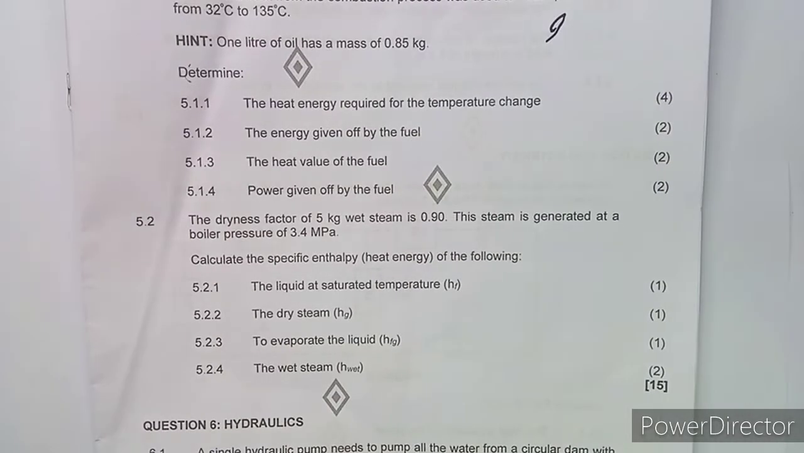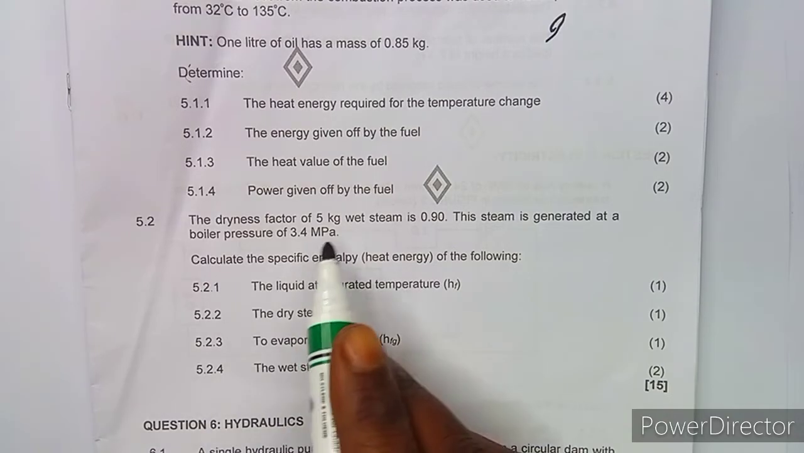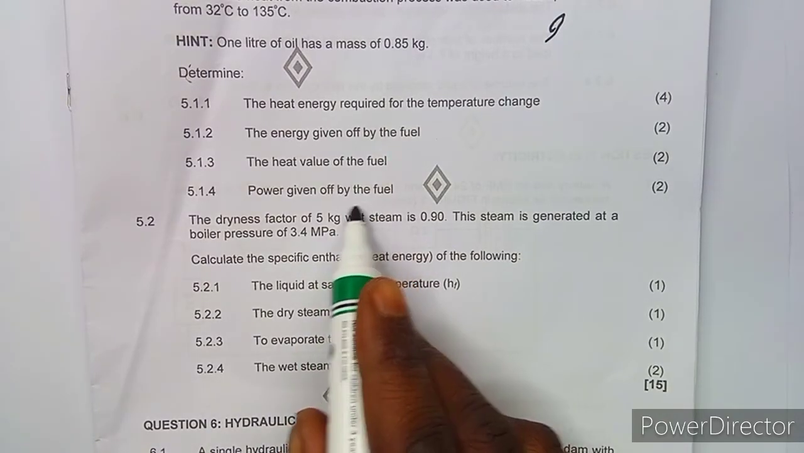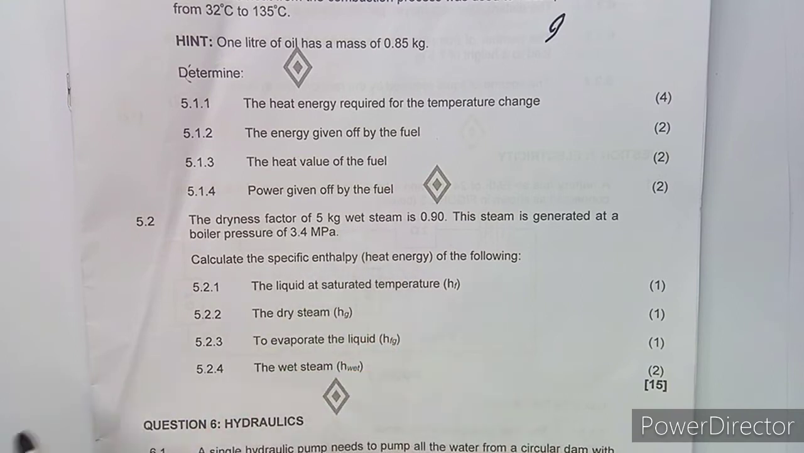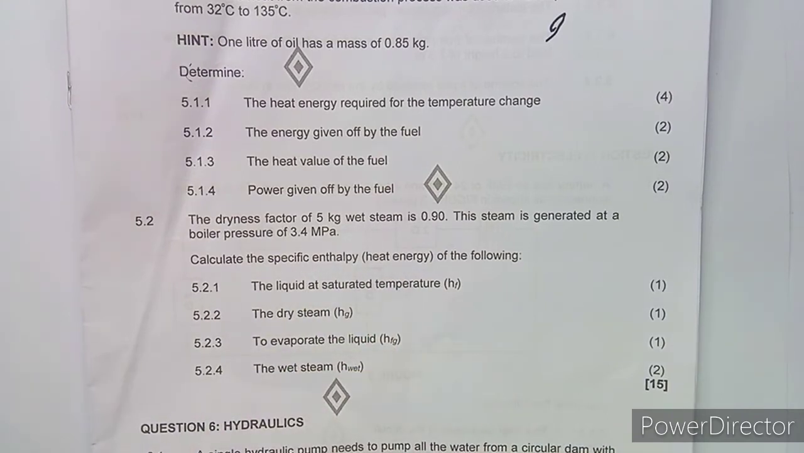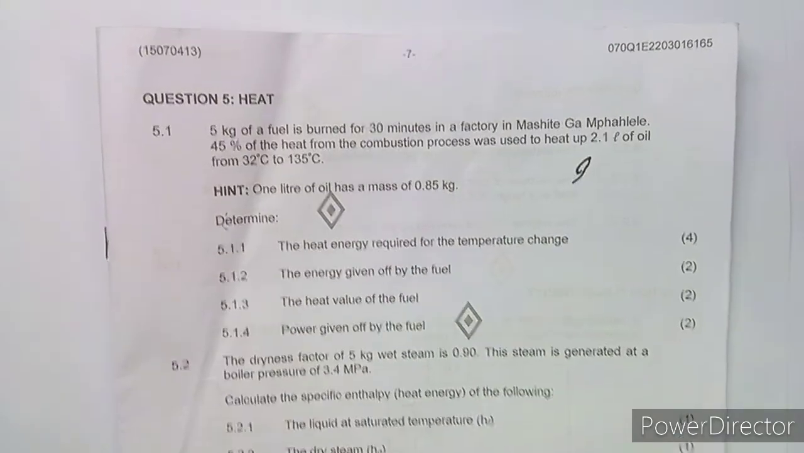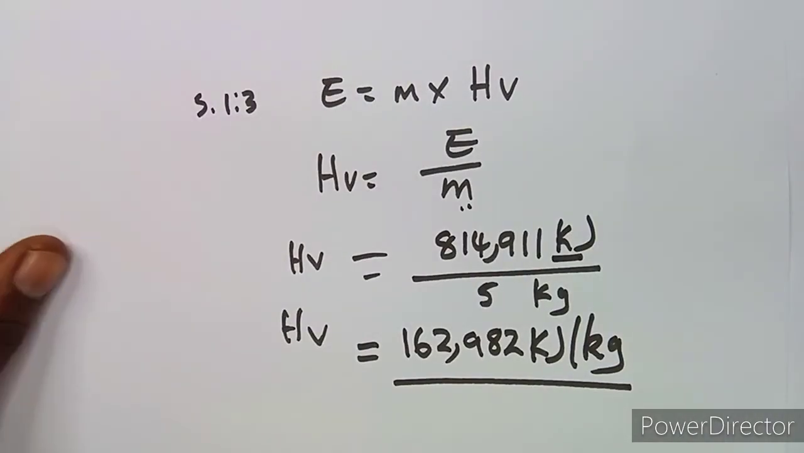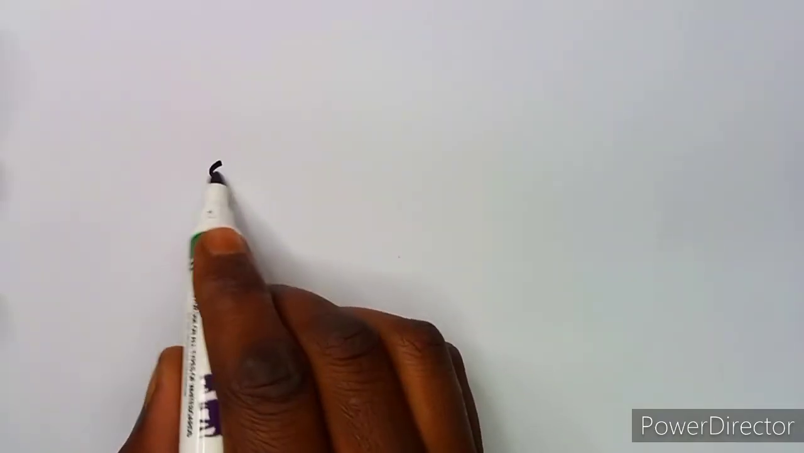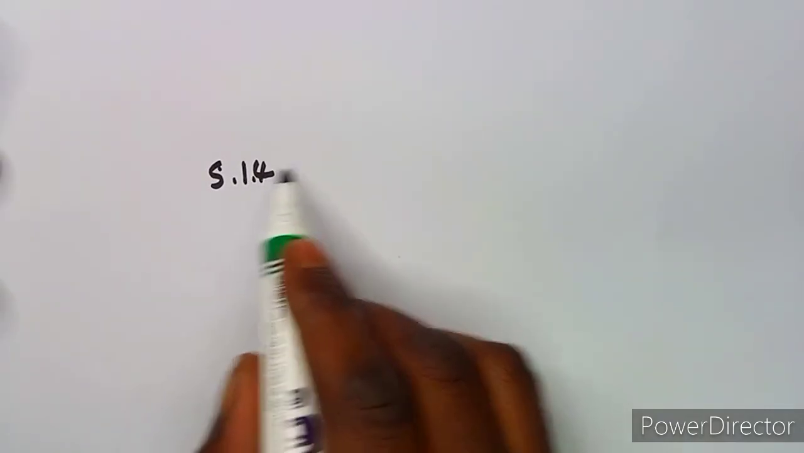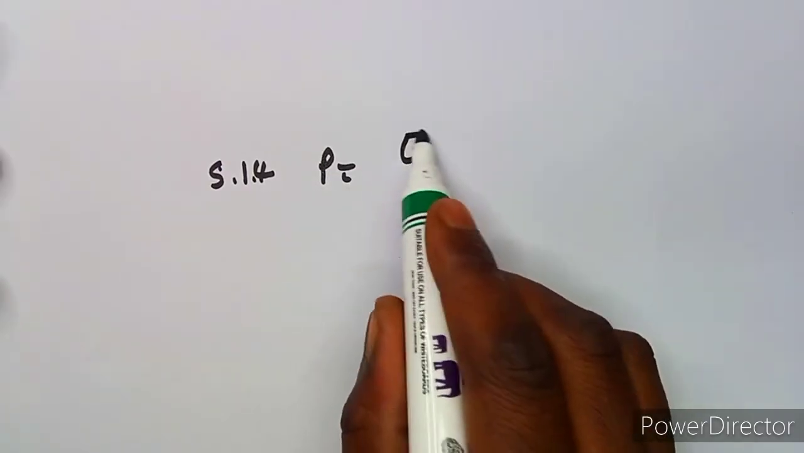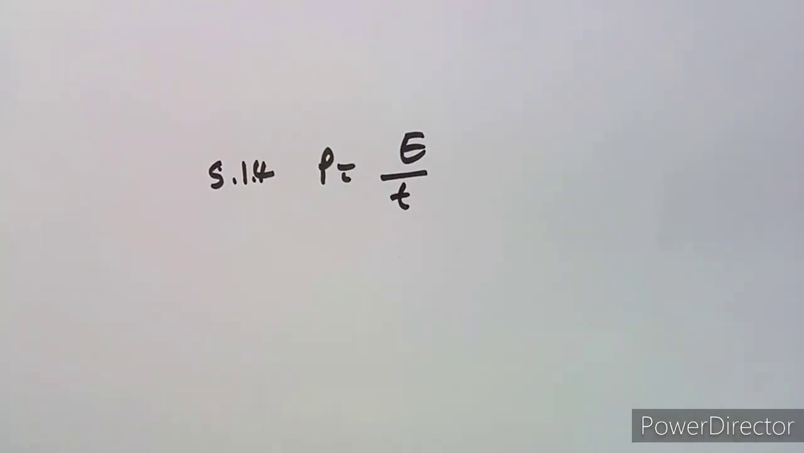Then we have got the power given off. What is giving off this power? The fuel again. Power given off by the fuel. Take note, this fuel, guys, was burnt, 5 kg in 30 minutes. So we know that power is energy over the time that is taken. Okay, so this is 5.14.